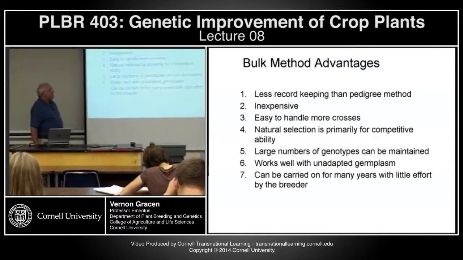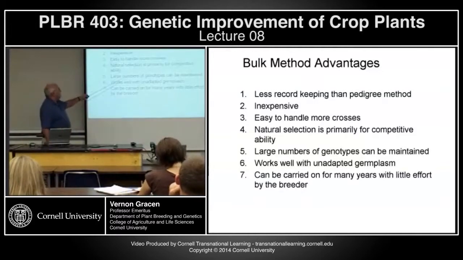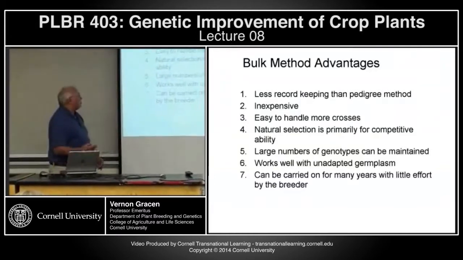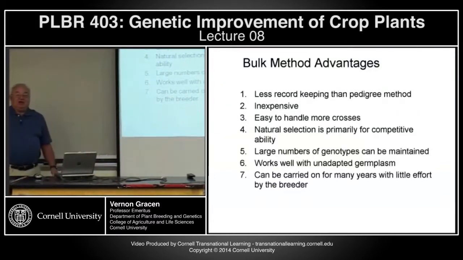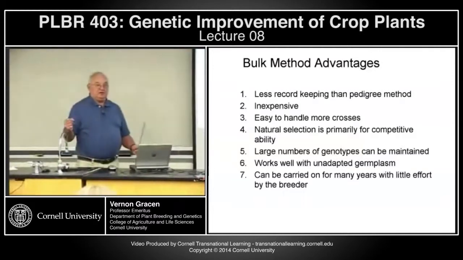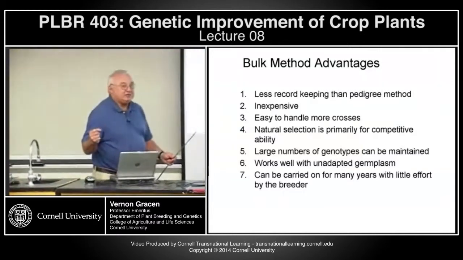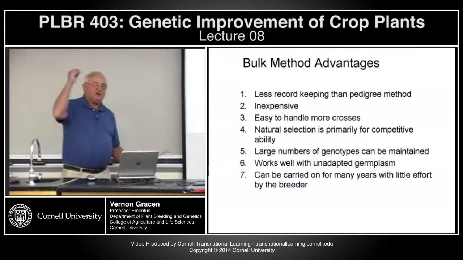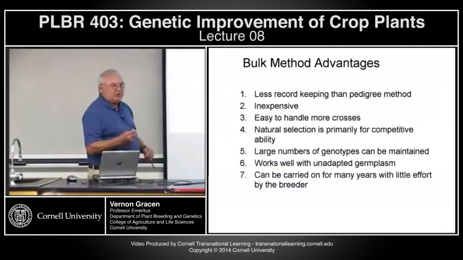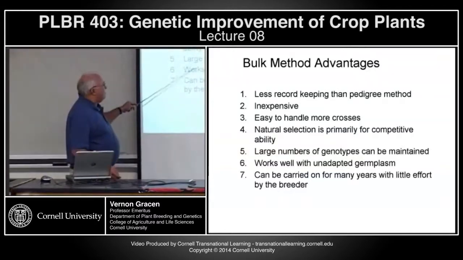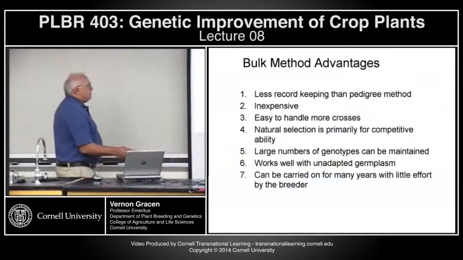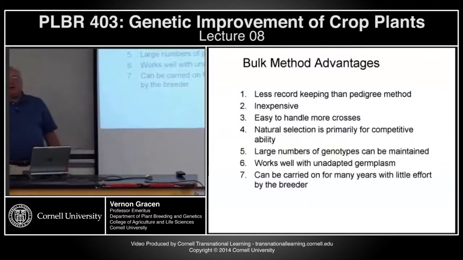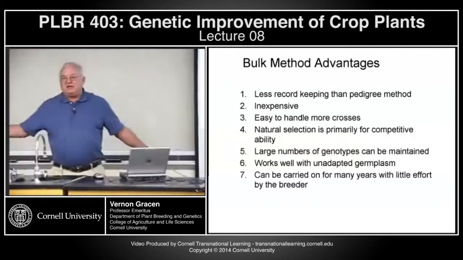Advantages: less record keeping. It's inexpensive, easy to handle, more crosses. It's the natural selection that occurs in each generation. You only select the good-looking plants, so if a plant is in a bad location, or is late maturing or dwarf or has some undesirable characteristic, it's not selected for the bulk. You can maintain large numbers of genotypes. It works very well with unadapted germplasm, and you can carry it on for many, many years without a lot of expense or effort.